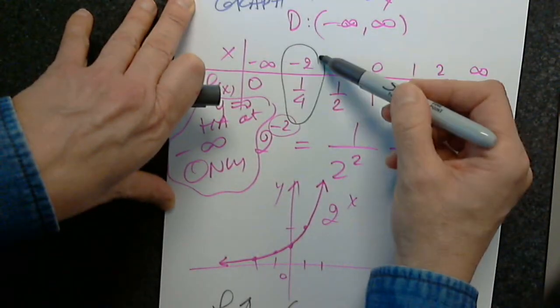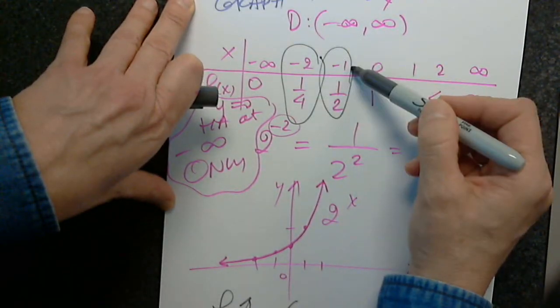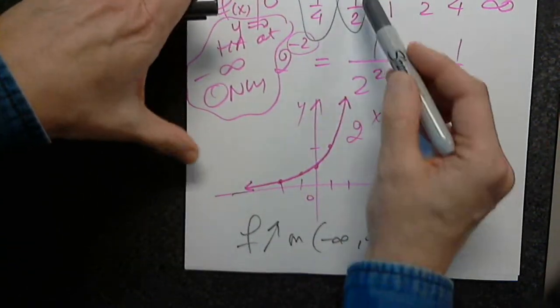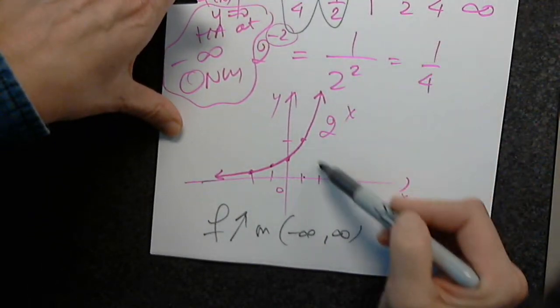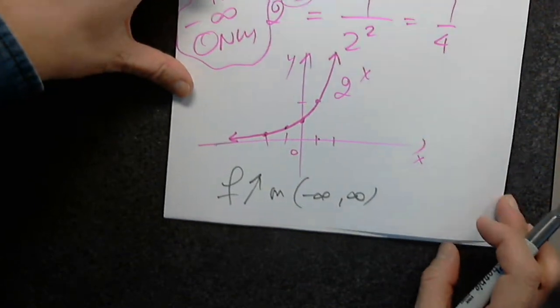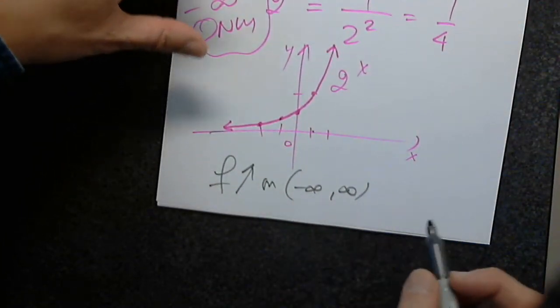You mean this ordered pair? Oh. And this ordered pair? So that's how I plot. So negative 2, 1 fourth, negative 1, 1 half, 0, 1, 1, 2, and I just skip the last one. Is this okay, everyone? Okay. So this is increasing.